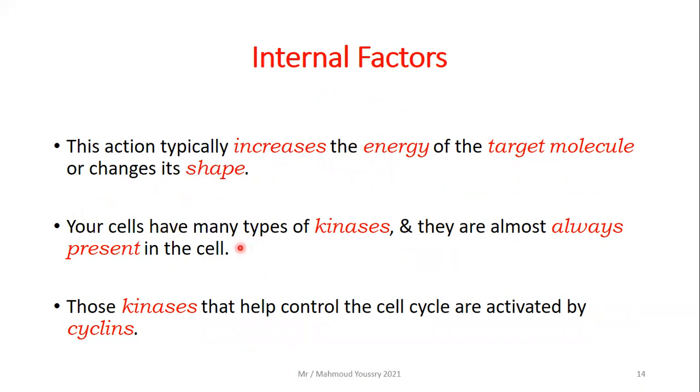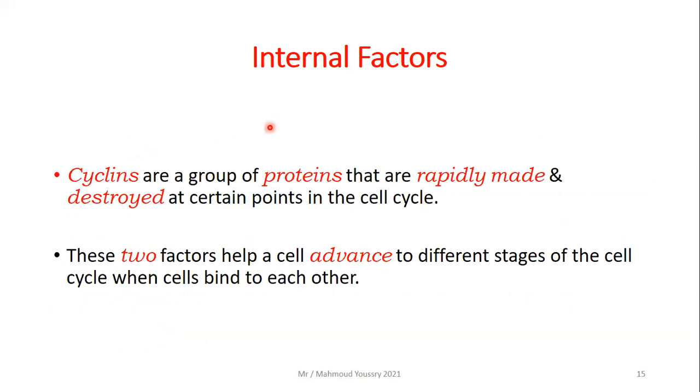Your cells have many types of kinases, and they are almost always present in the cell. Those kinases that help control the cell cycle are activated by cyclins. This is the second internal factor, cyclins. So kinases help control the cell cycle and are activated by cyclins. So cyclins activate kinases. So what about cyclins?